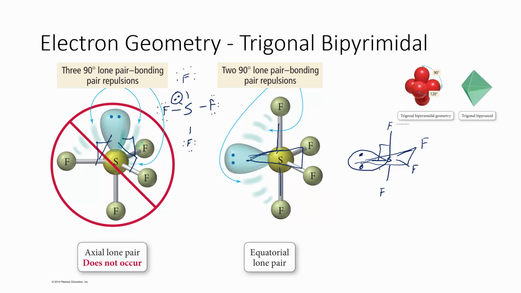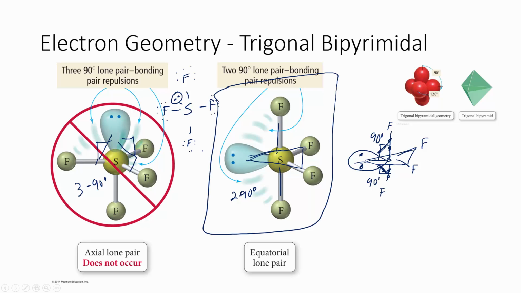Now we only have 2 90-degree close by fluorine electron bonds. So the push on those electrons in those bonds is going to be strong, so we want to minimize the amount of 90-degree angles that occur. So 3 90-degree angles versus 2 90-degree angles. 2 90-degree angles win out. And that's with a lone pair placement when we have only 1 non-bonding electron set.